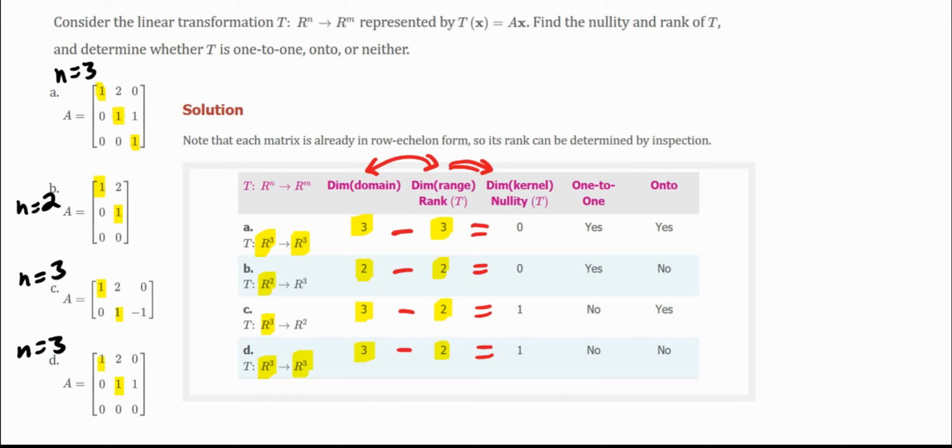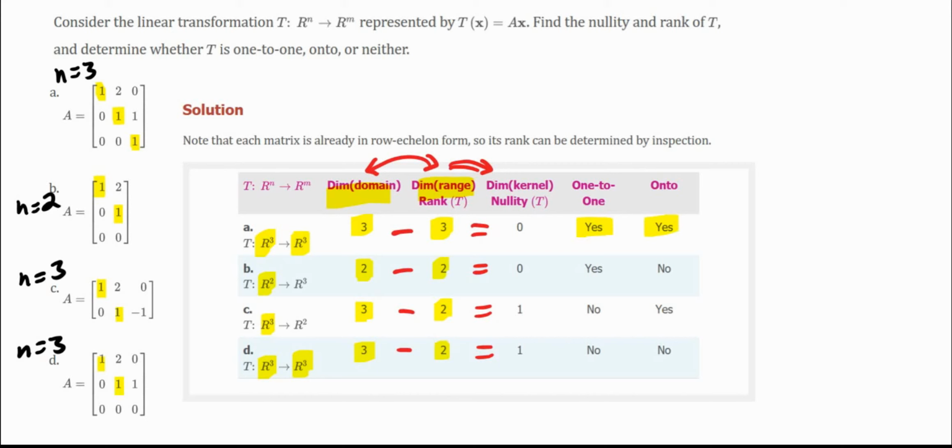So what the theorem says is that if the dimension of the domain is the same as the dimension of the range, that is the dimension of the domain is the same thing as the rank, then automatically it's going to be one-to-one and onto. So that'll be yes and yes.